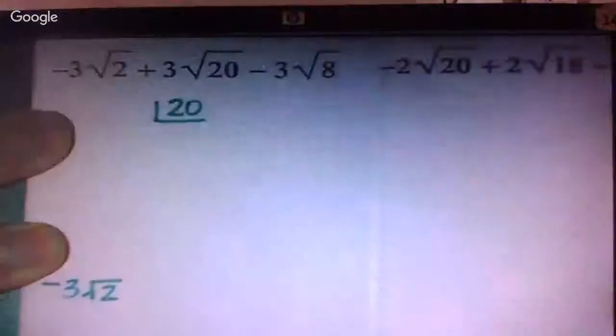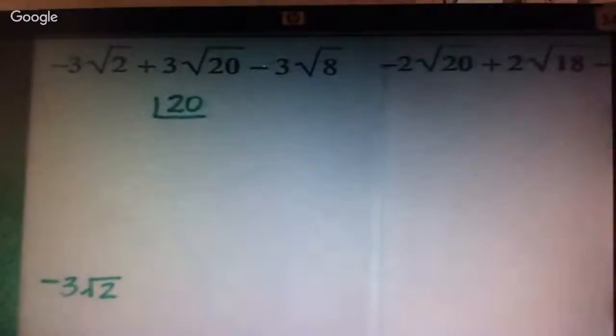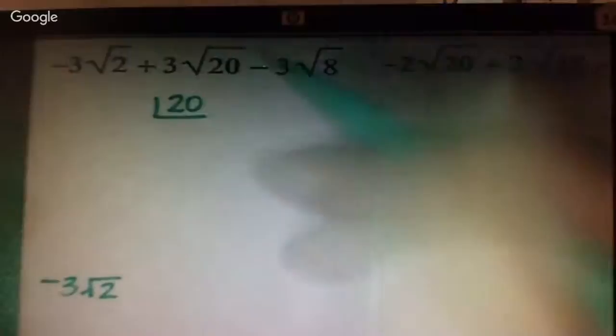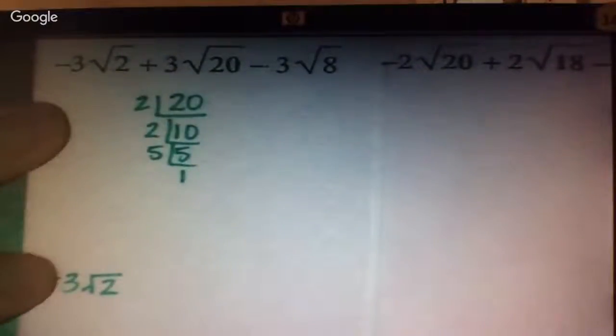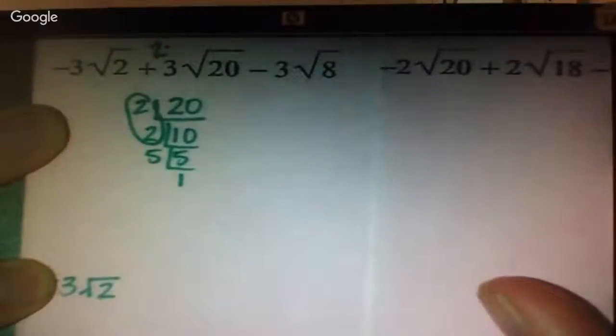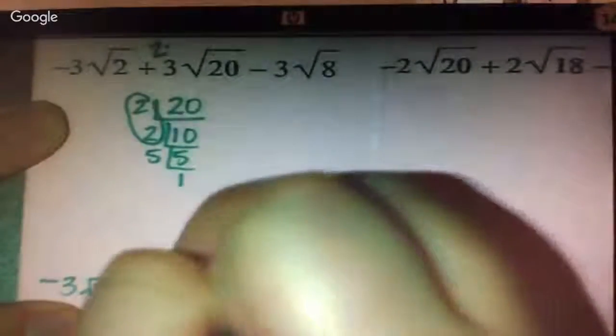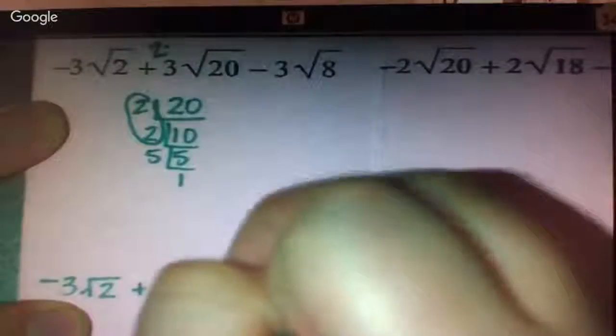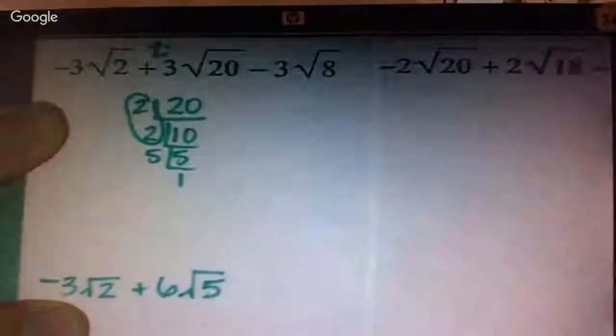Okay, I now need to simplify the square root of 20. 2 and 10, 2 and 5, 5 and 1. What am I grouping in? Twos. So I have a 2 that comes out front and goes with my 3, and I have a 5 that stays underneath. So this becomes 6 square roots of 5.